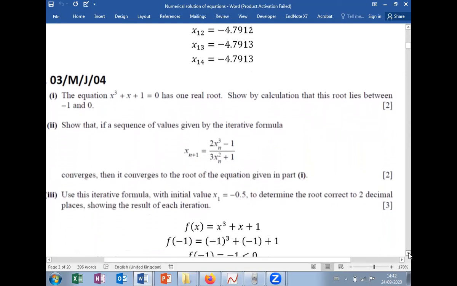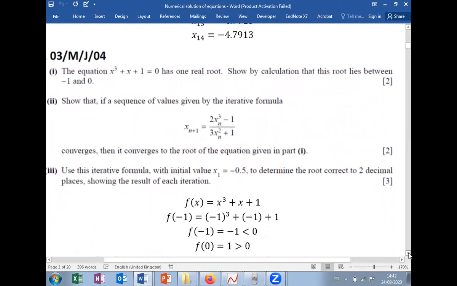Is this the case, class? With -1, you get -1. With 0, you get +1. Now, the important part is that one of them is negative and the other one is positive. And the root is the value which will make this entire thing 0.